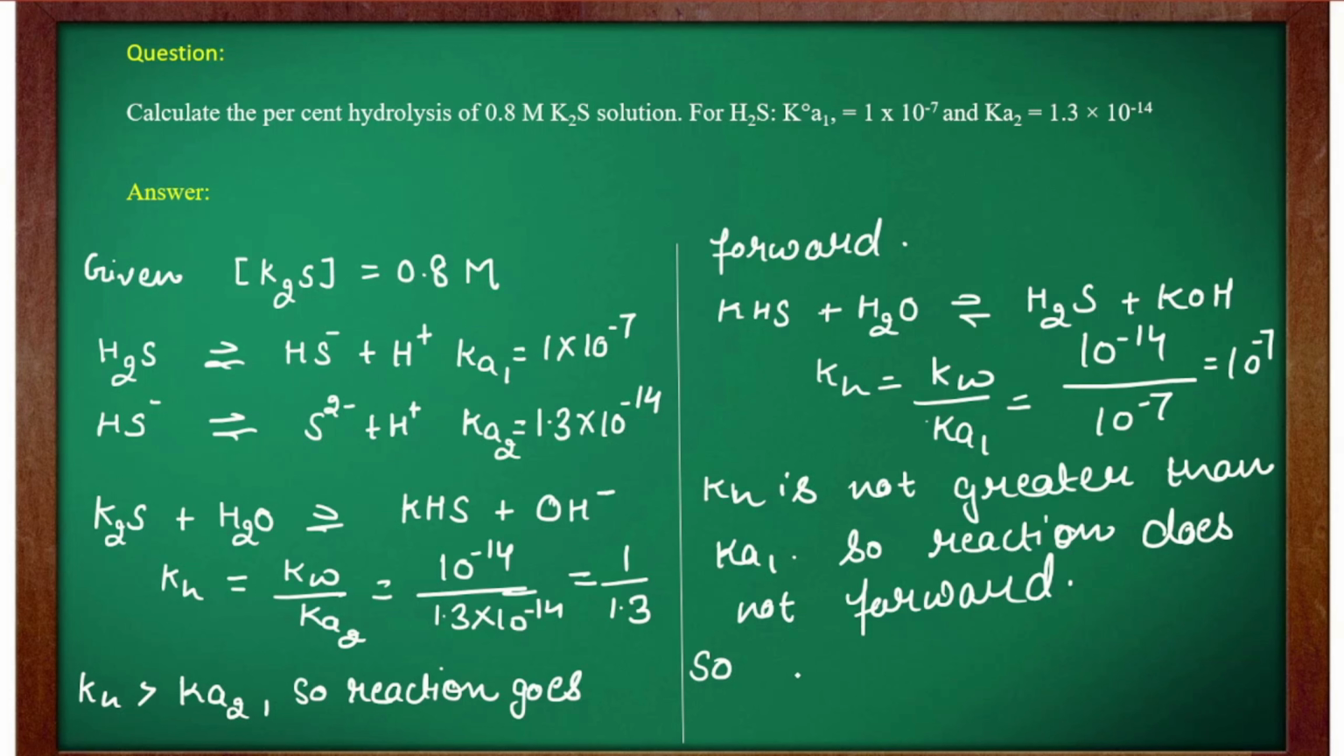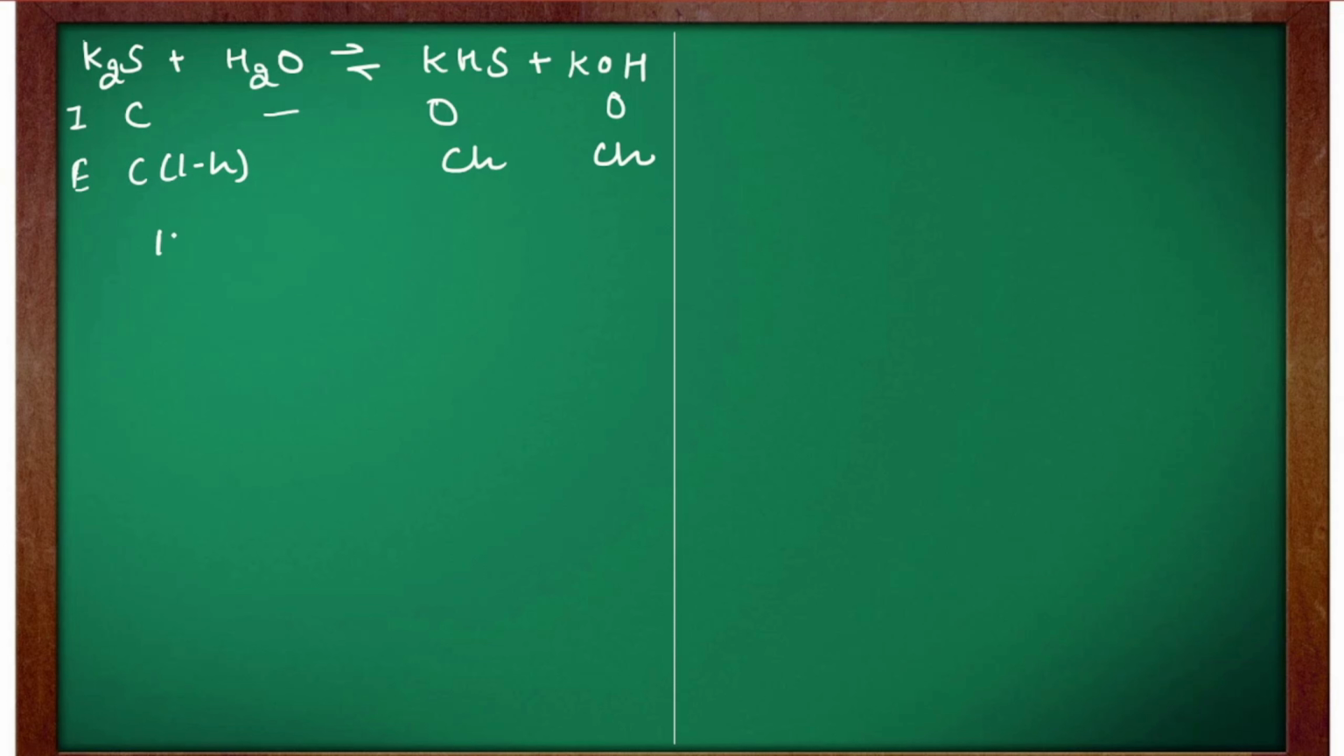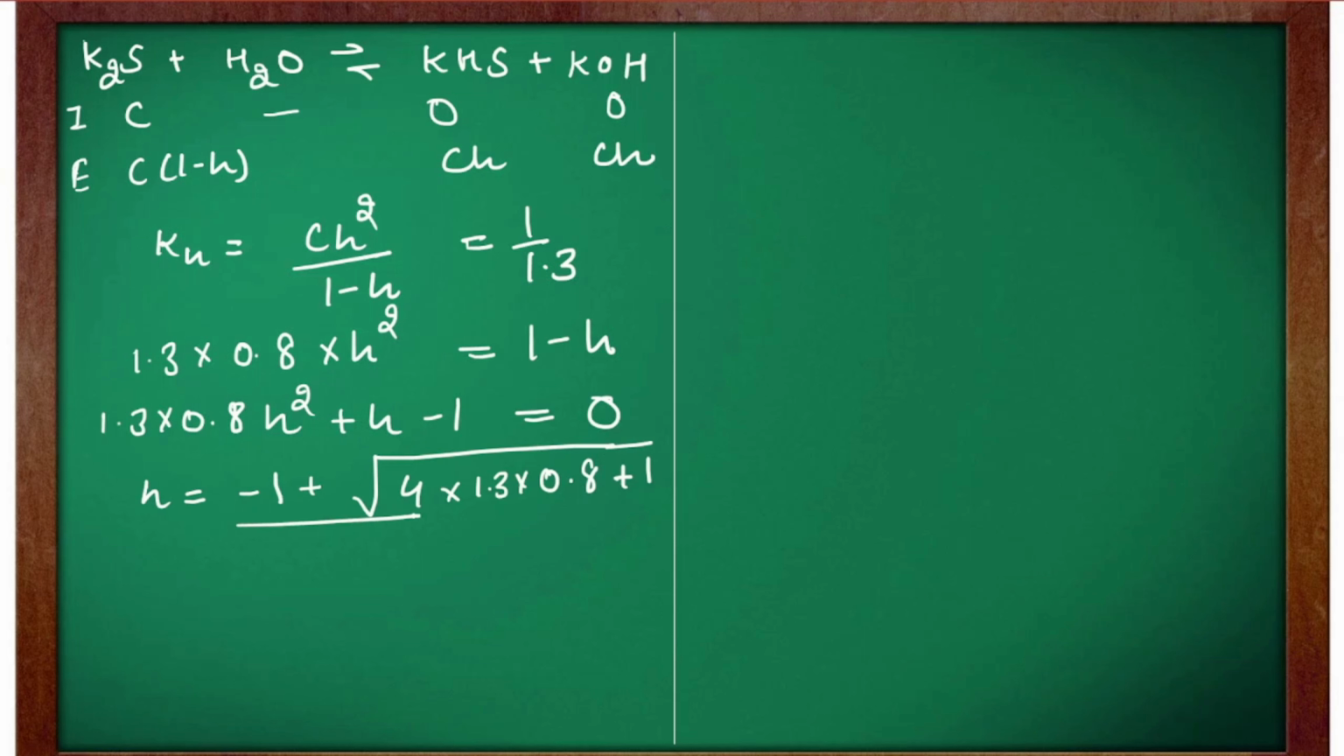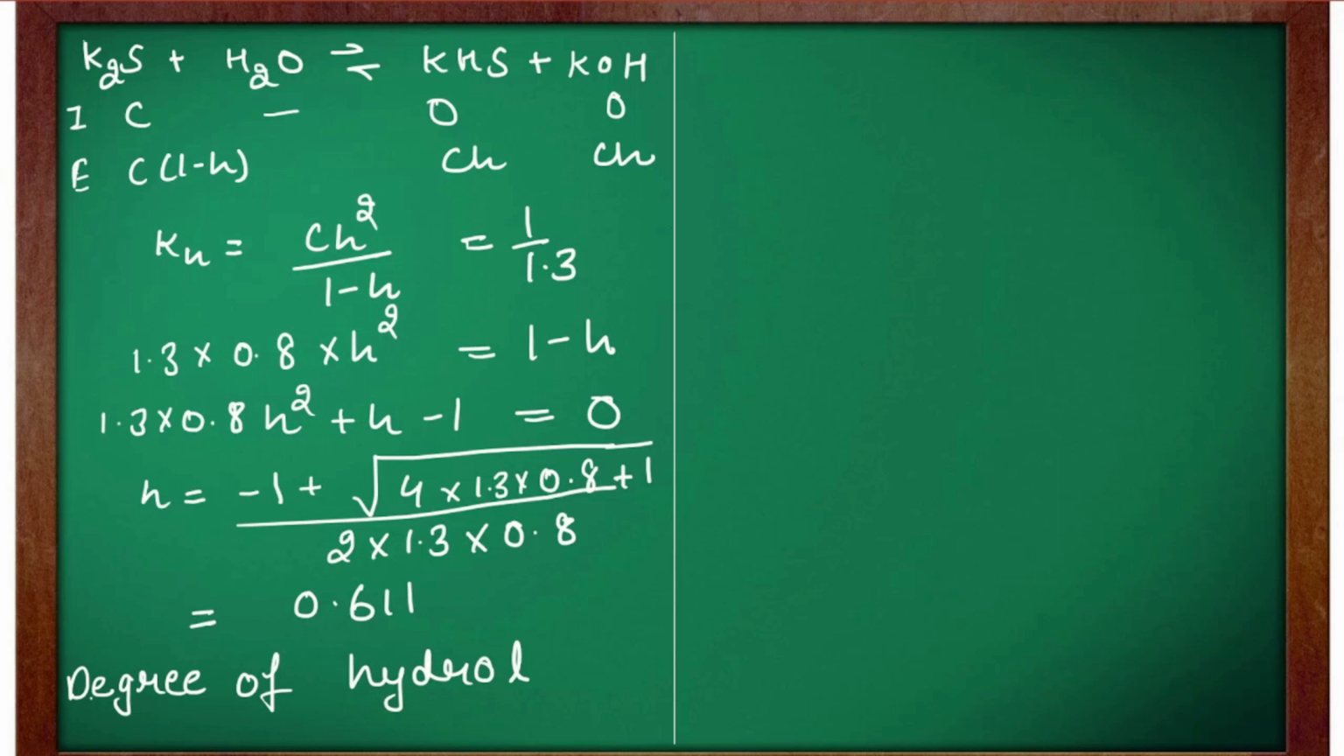The hydrolysis constant is equal to the product of the concentration of potassium hydrogen sulfide and hydroxide ion divided by potassium sulfide. Kh is equal to the concentration of potassium sulfide multiplied by the square of the degree of hydrolysis divided by 1 minus the degree of hydrolysis. By putting the value of Kh, which is equal to Kw divided by Ka2, and the concentration of potassium sulfide, we get a quadratic equation in the degree of hydrolysis. On solving, the degree of hydrolysis is equal to 0.611. The answer to the question is percent degree of hydrolysis equal to 61.1%.